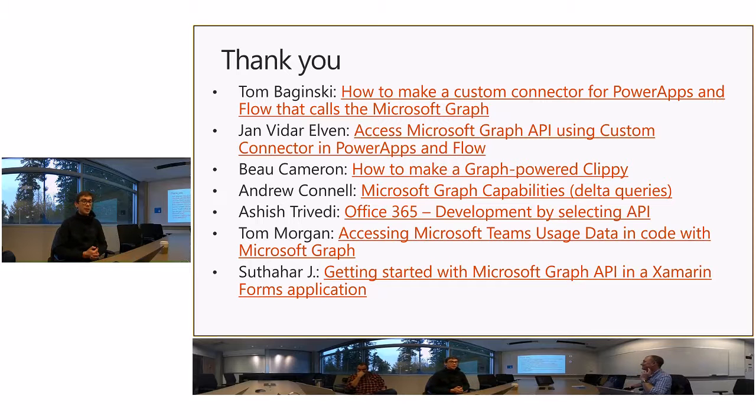Andrew Connell has a video on how to use Delta queries in the Microsoft Graph. This is for state management where you want to get back just the changes on a resource or a collection of resources over a period of time. Ashish Trivedi wrote about choosing the right API for graph development for different Office 365 services. Tom Morgan wrote about accessing Microsoft Teams usage data in code using the graph. And Sutahar wrote about Xamarin and how to integrate the Microsoft Graph API into a Xamarin Forms application.